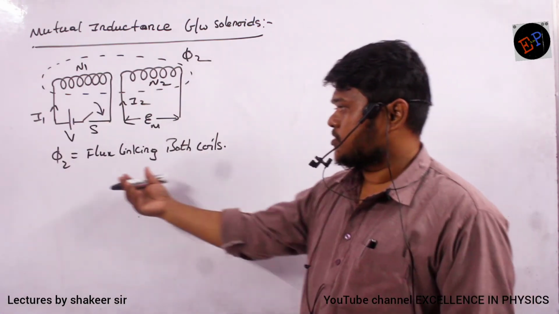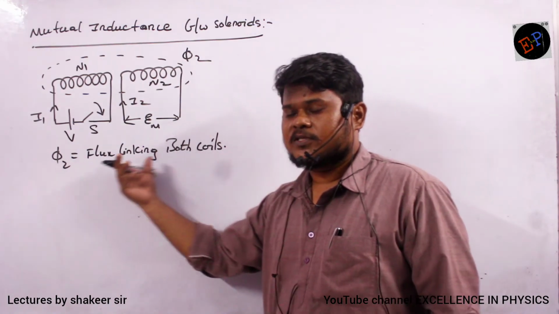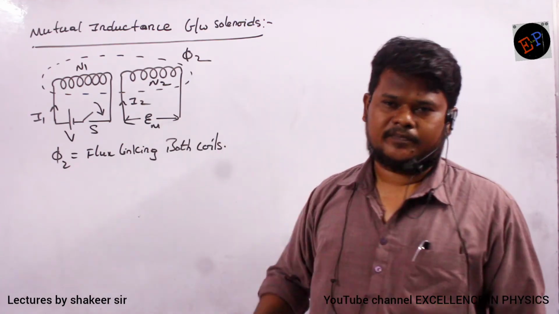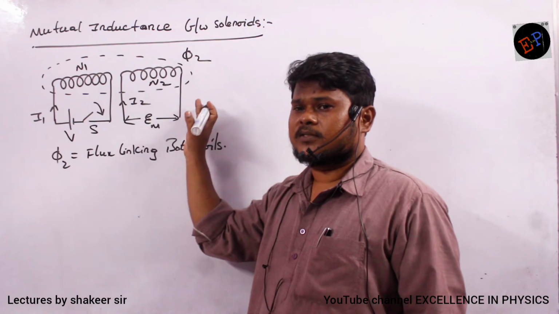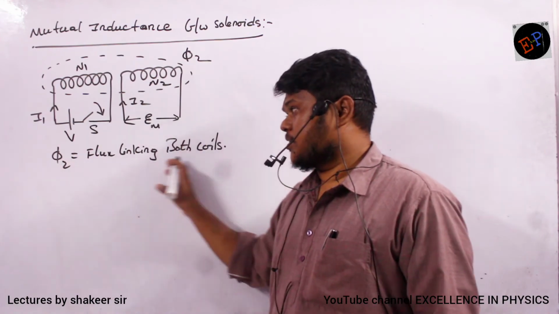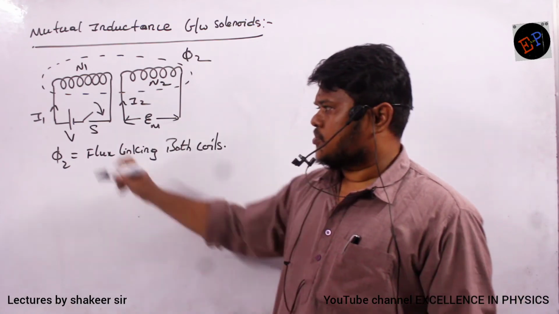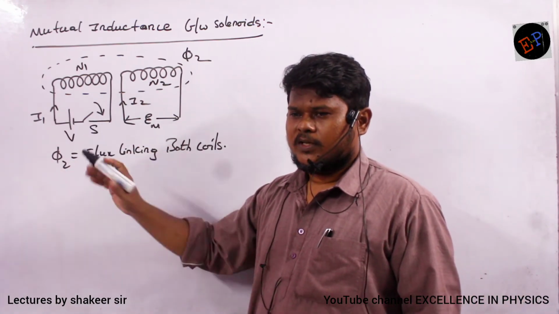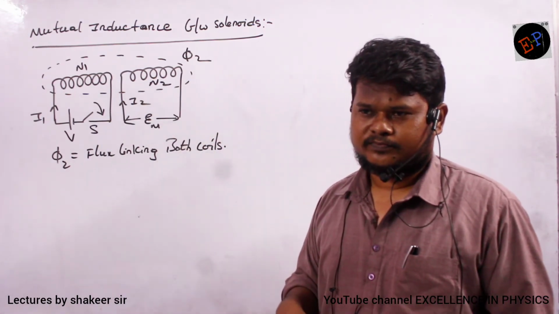And that flux is phi 2. What is phi 2? Phi 2 is the flux which is linking both the first coil as well as the second coil. See, the first coil will produce more flux, but only some flux will link with the second coil. That flux linking is phi 2, the flux which is linking the second coil also. So if current is variable, phi 2 is also variable. If phi 2 is variable, then EMF will be induced in the second coil also.